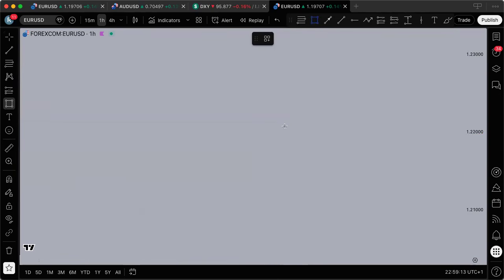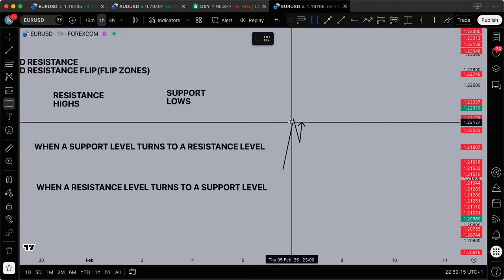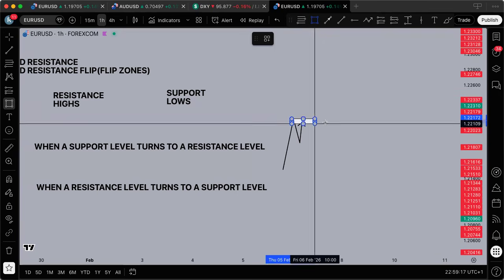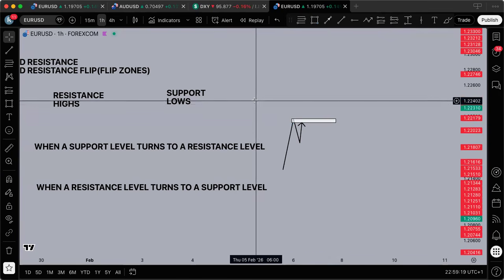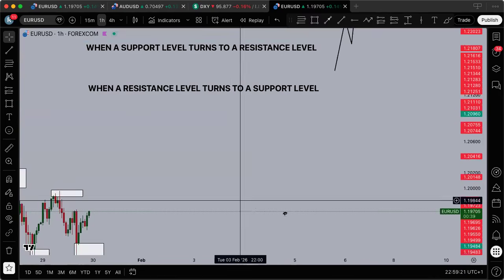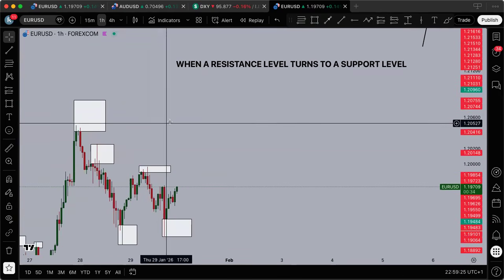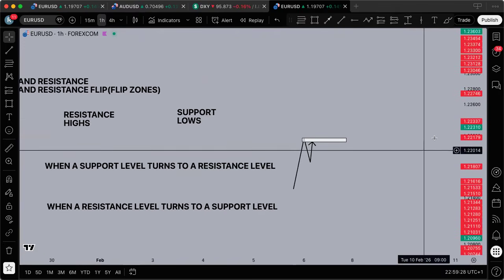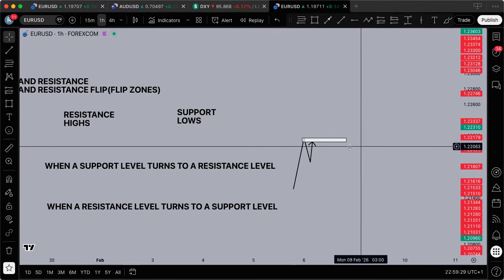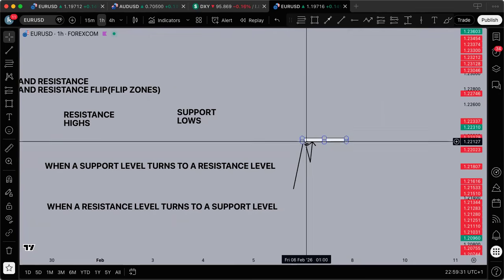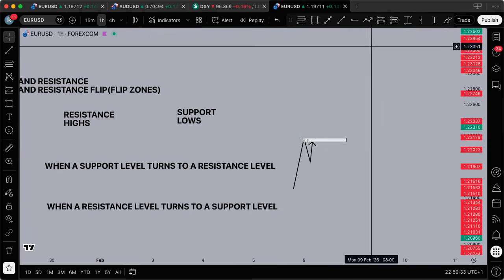Now, remember that we have this resistance zone to the upside. I taught you guys that resistance simply means any high you see on the chart. This one, can you see it? This high, this high, this high, they are all resistance. I don't know if I'm making sense. Good. That's how it is. Now we have this high. This high up here is a resistance level.